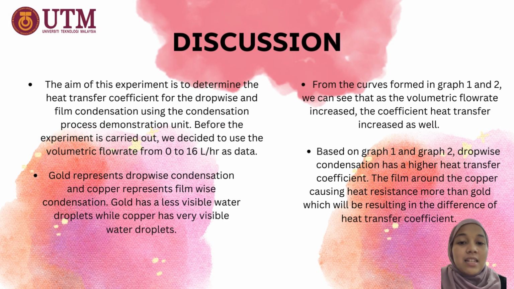There are a few discussions that we can discuss for this experiment. The first one, the aim of this experiment is to determine the heat transfer coefficient for the Dropwise and film condensation using the condensation process demonstration unit. Before the experiment is carried out, we decided to use the volumetric flow rate from 0 to 60 liter per hour as data. Second one, gold represents dropwise condensation and copper represents filmwise condensation. Gold has less visible water droplets while copper has very visible water droplets.